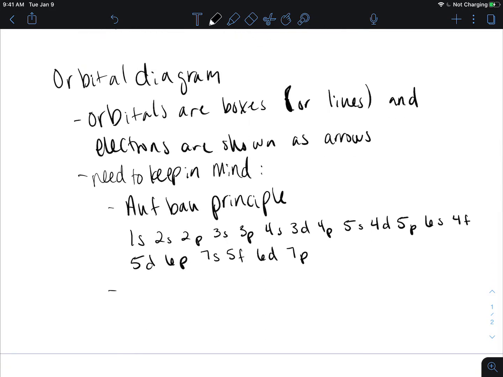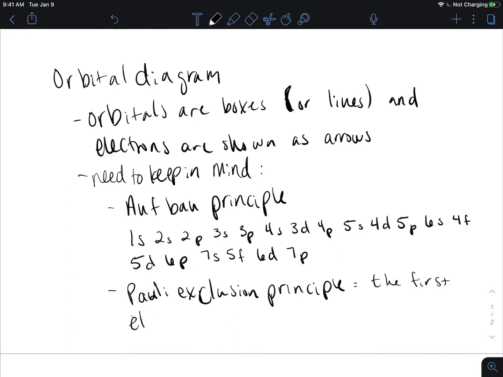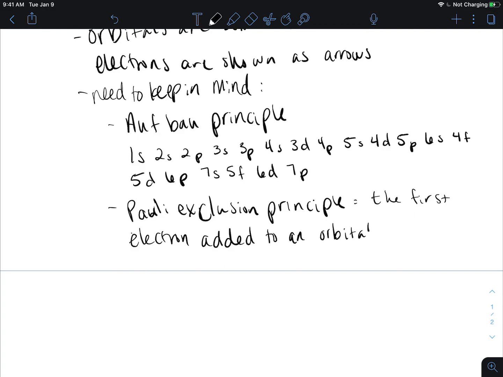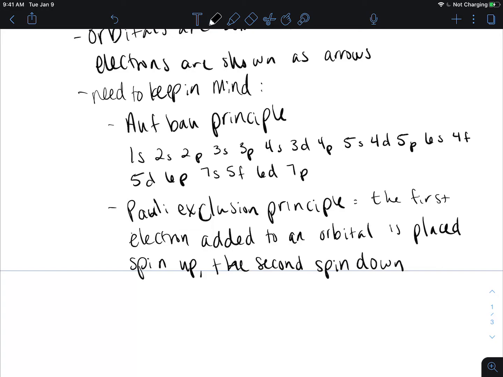So we need to keep in mind our Aufbau principle and our Pauli exclusion principle. Here, with our Pauli exclusion principle, the first electron added to an orbital is placed spin up, the second spin down. And there's a maximum of 2, so we won't do any more than that.